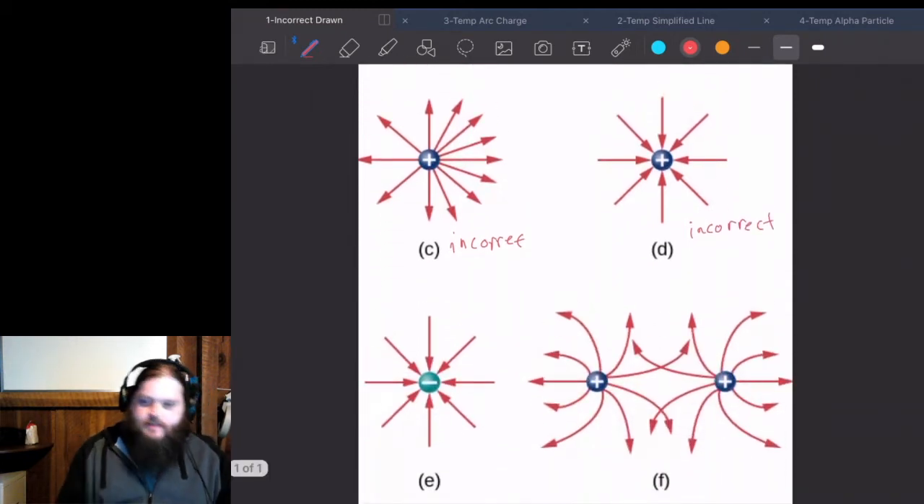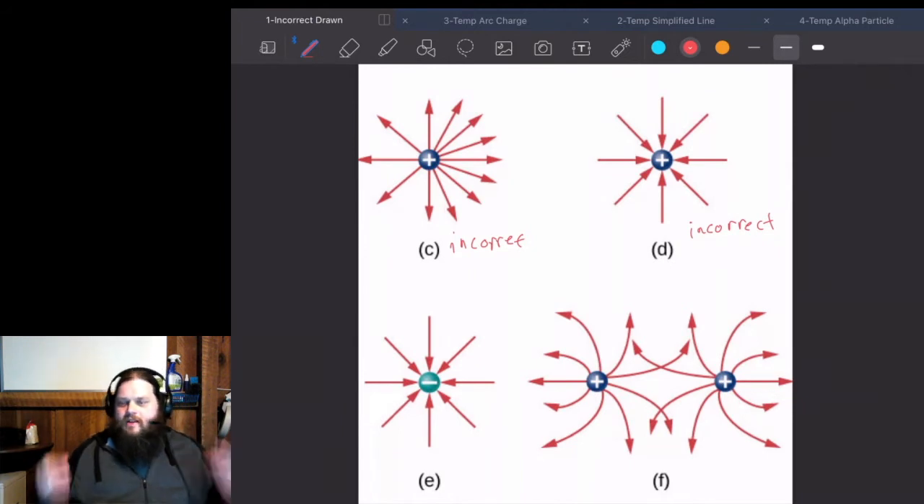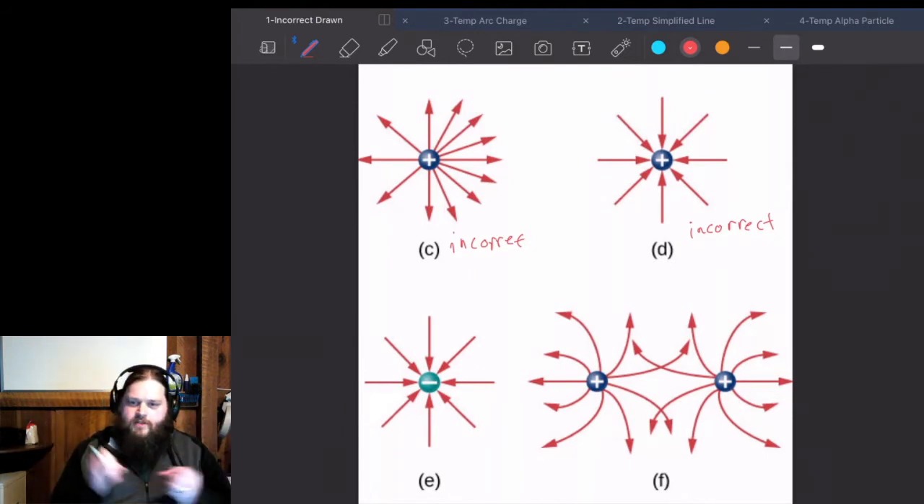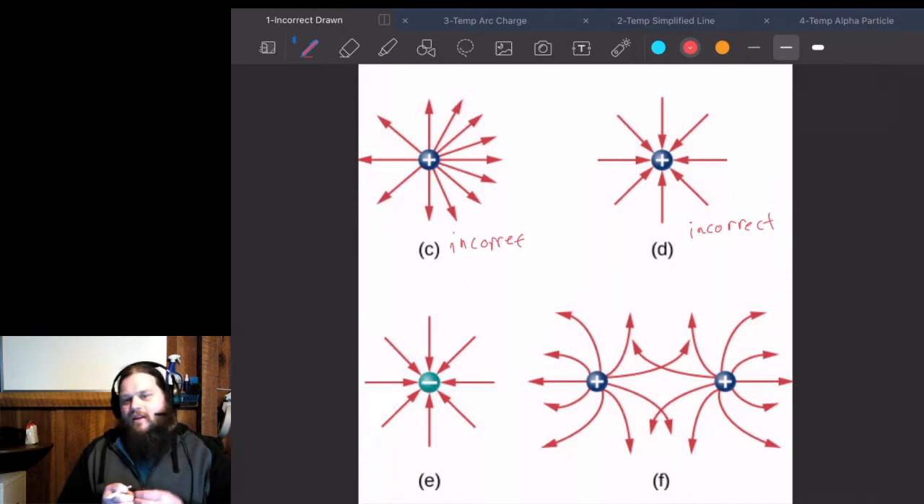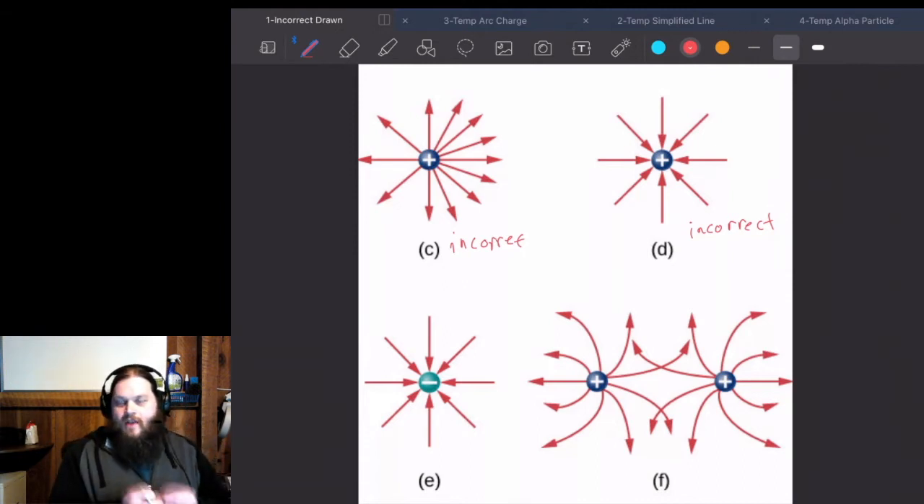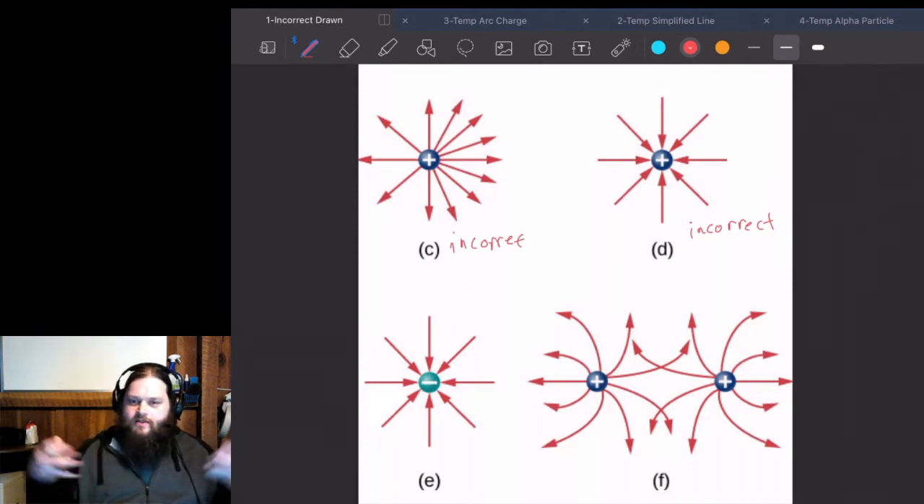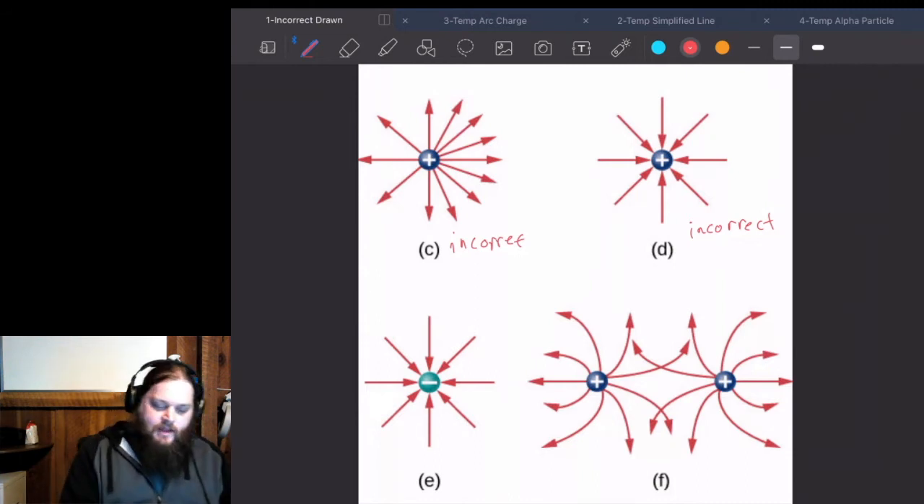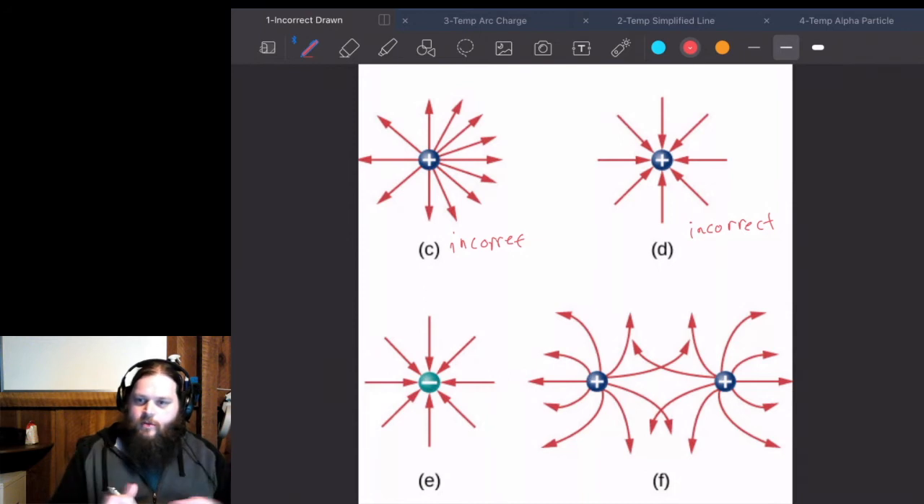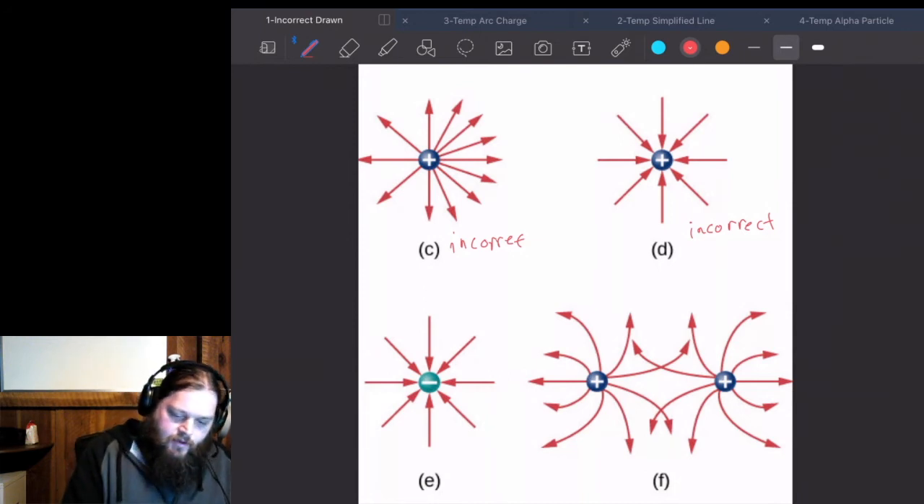The next one is this negative charge down here in E. It's got an electric field radiating in all directions, going into the center of that charge. And that's correct, because the field of a negative charge is always pointed inwards towards the center of it. And it's radiating equally and uniformly across the whole thing. So I like that one. I'm going to say that one's correct.